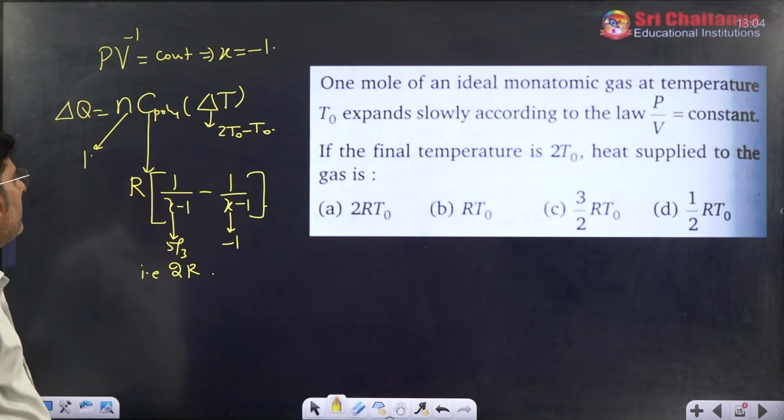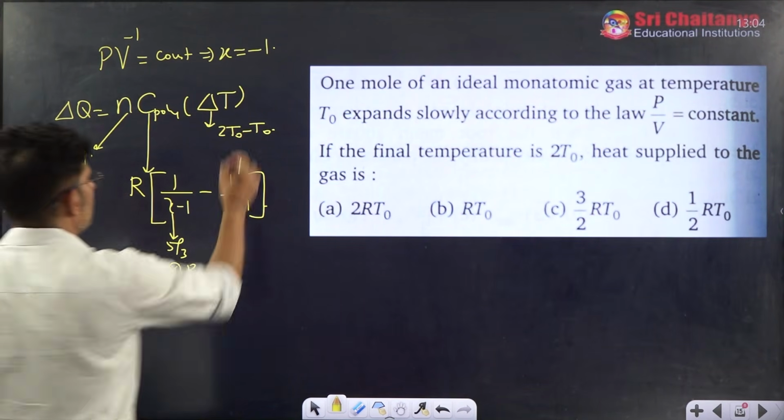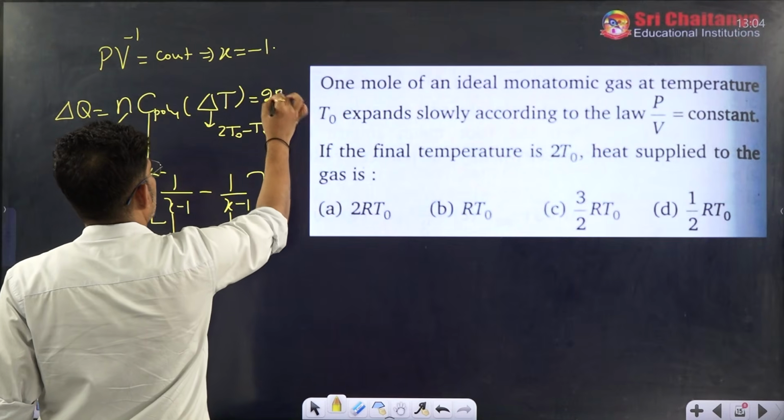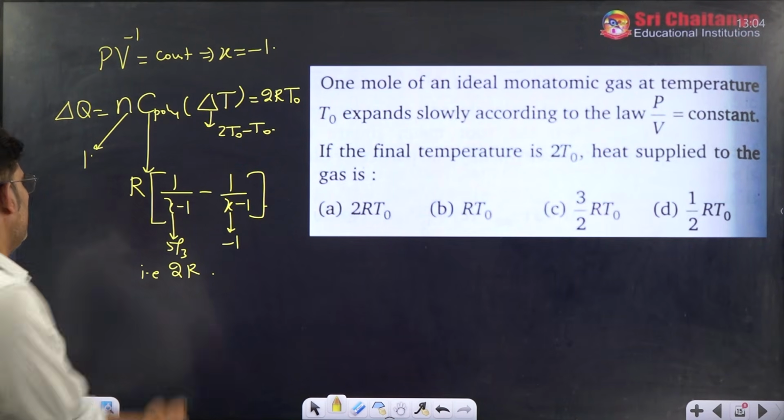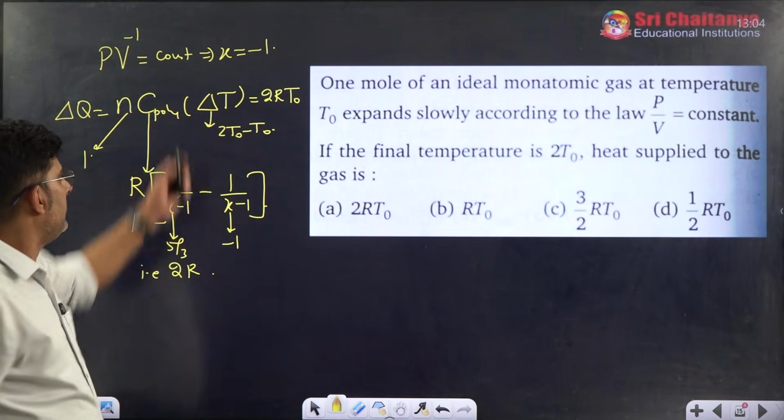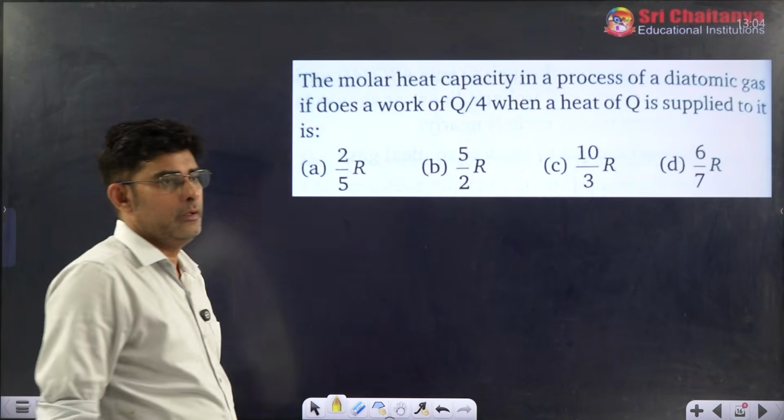So we get our answer from here, 2R T0. So our answer will become 2R T0. Simple way we can solve it. Okay. So that was gamma for monoatomic gas and the x value from the polytropic process.